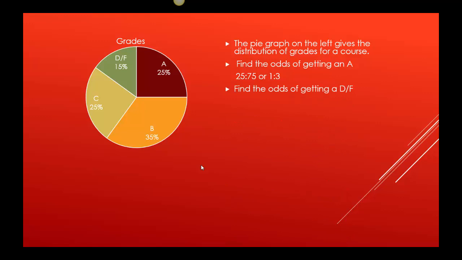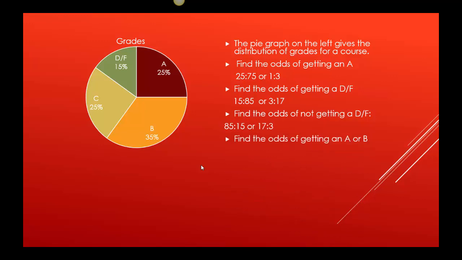The next one, a D or F. So I can see 15% says D or F, which means the other 25, 35, and 25 should add up to 85. So 15 to 85, which could be reduced to 3 to 17. Okay. The odds of not getting a D or F, you should really just flip it, right? If the odds of getting a D or F were 15 to 85, then the odds of not getting a D or F should be 85 to 15, or 17 to 3. They need to be just the opposite.